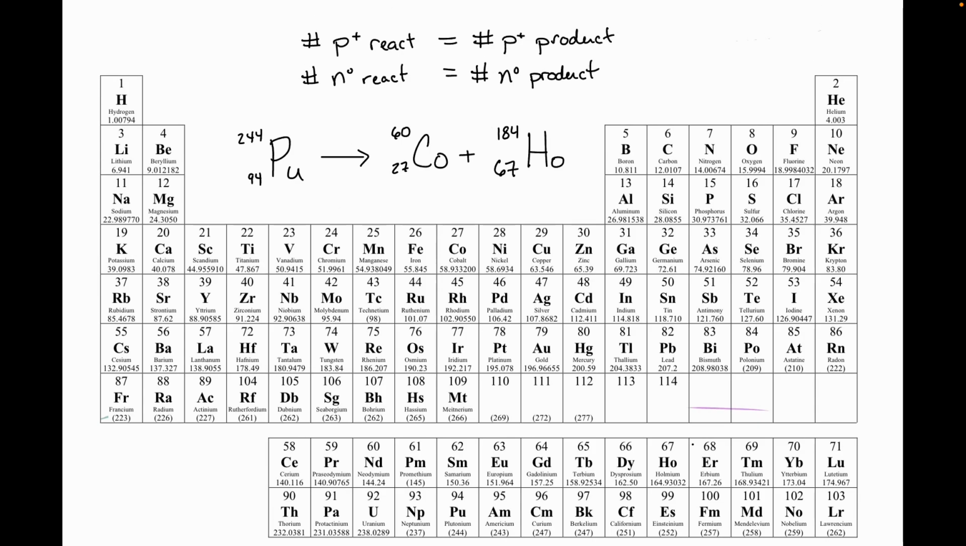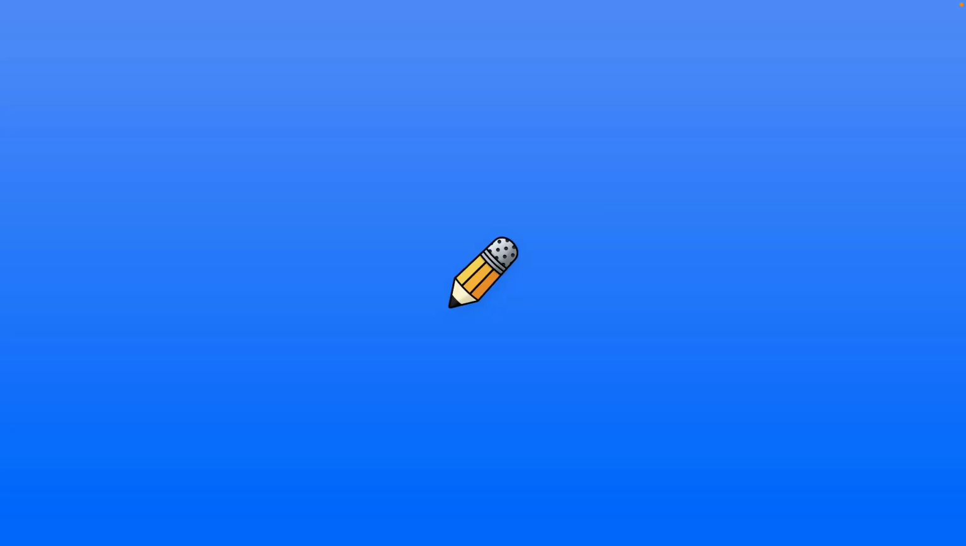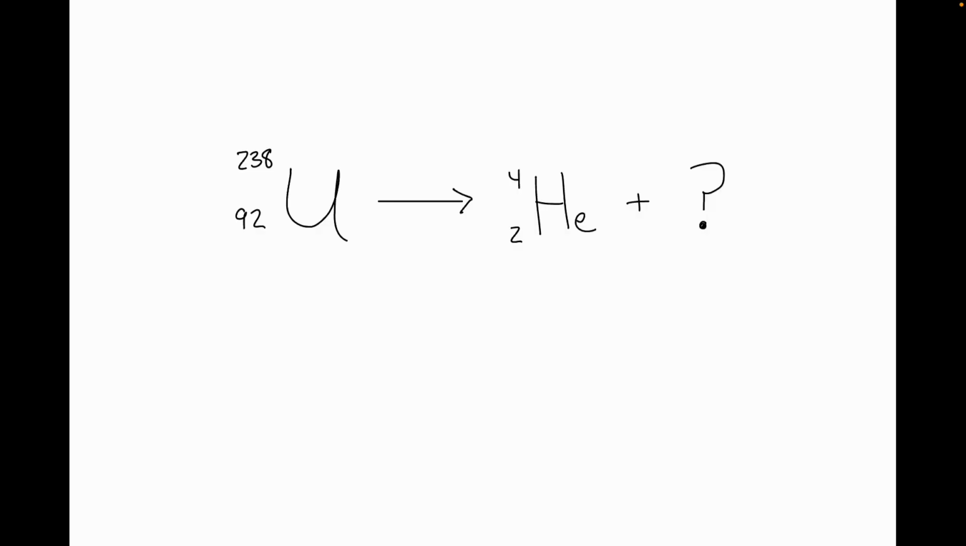We just have to have a conservation of matter. The number of protons on one side has to be the same as the number of protons on the other side. Number of neutrons on one side has to be the same as the number of neutrons on the other side. Okay? All right, so now we're going to learn about different categories of these nuclear reactions.